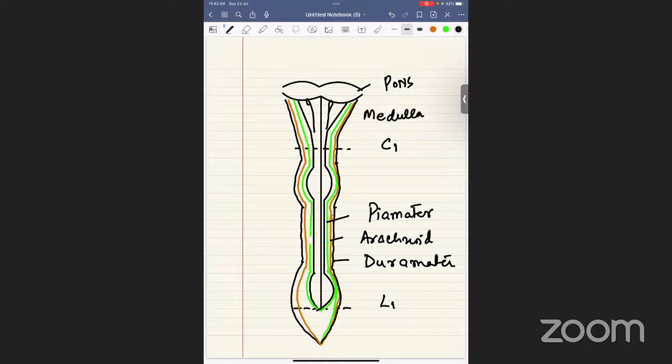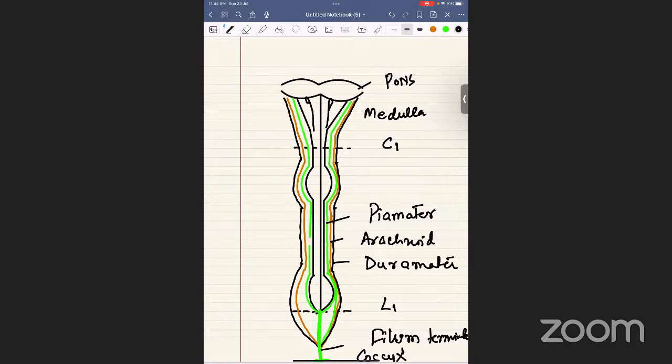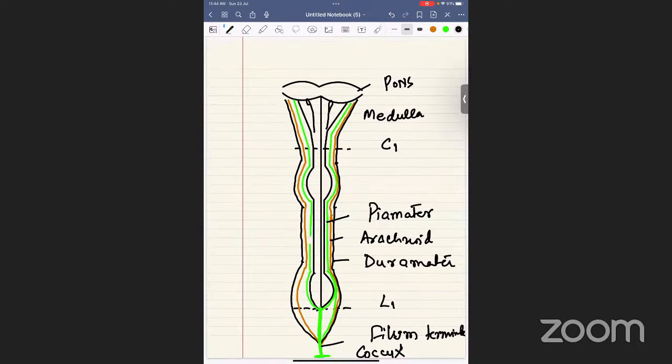Okay. So there is one extension of the pia mater. It is attached at this L1 level, and from this level downwards, the pia mater continues downwards as the filum terminale. So this part is the filum terminale. It is nothing but just the extension of the pia mater below the L1 vertebrae, and it is attached to the coccyx.